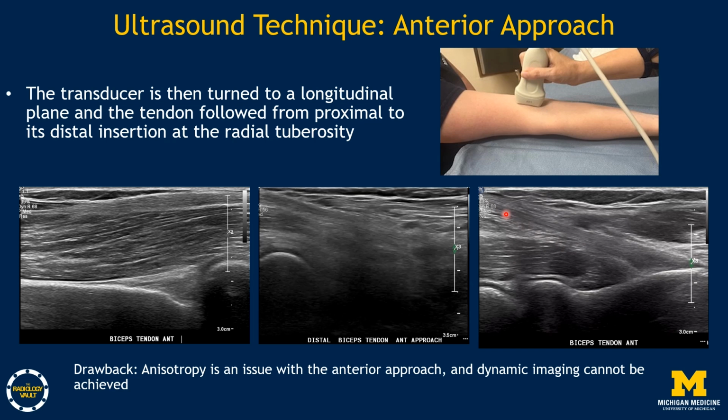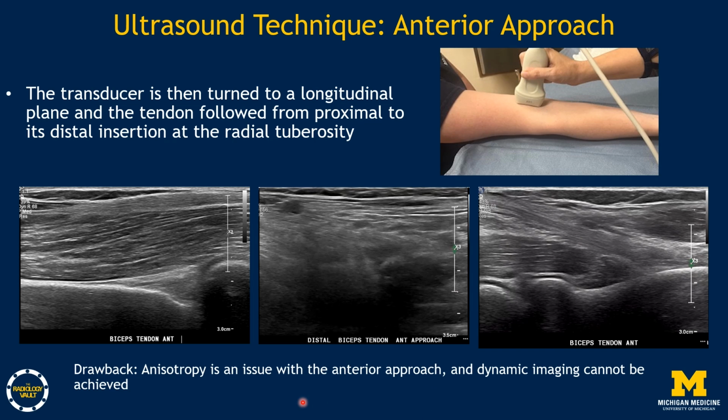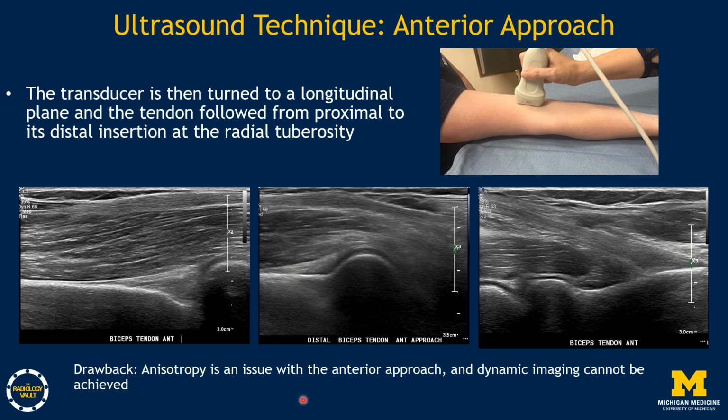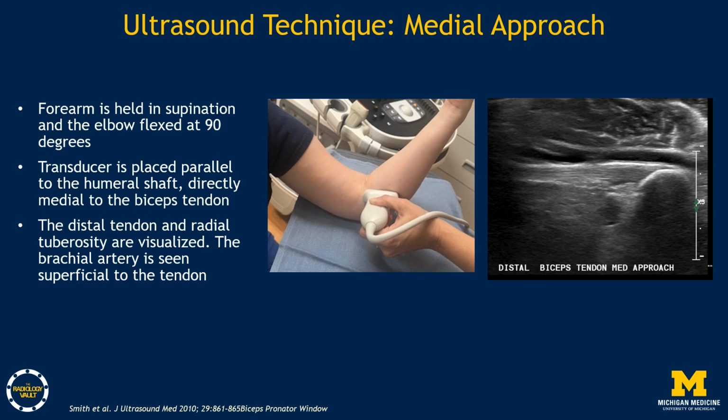So a drawback with the anterior approach is anisotropy, which is an issue here, and also we cannot perform dynamic imaging with the anterior approach. When evaluating the distal biceps tendon using the medial approach, we ask the patient to have the elbow flexed at 90 degrees and the forearm held in supination, as we can see on this picture.